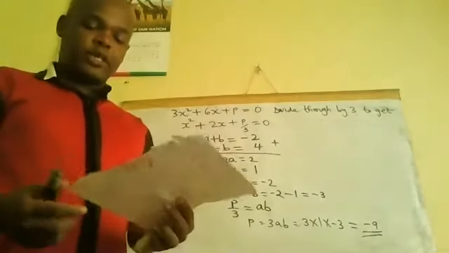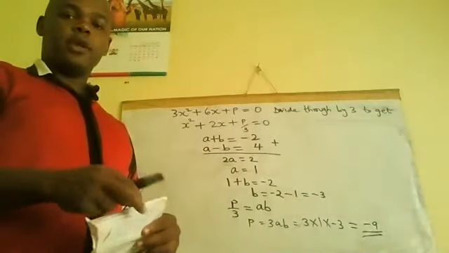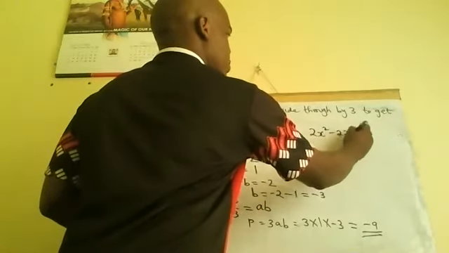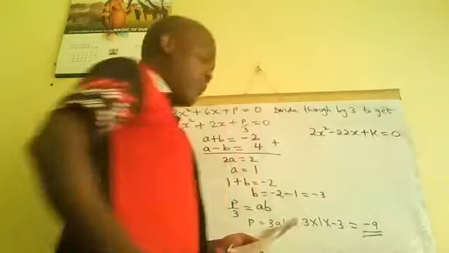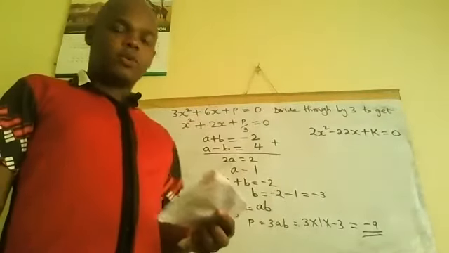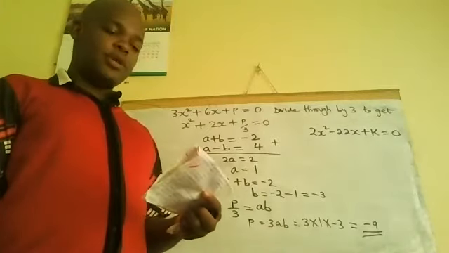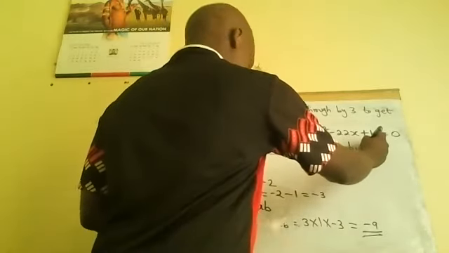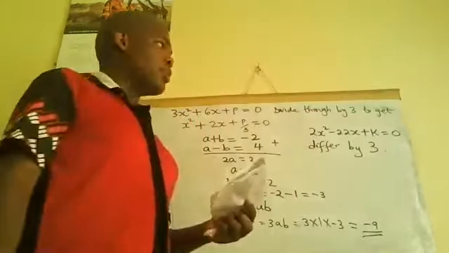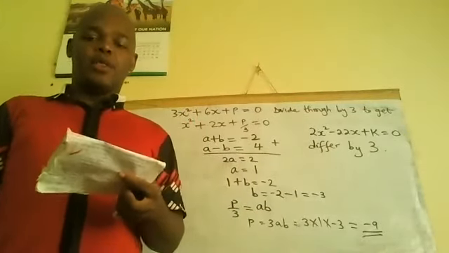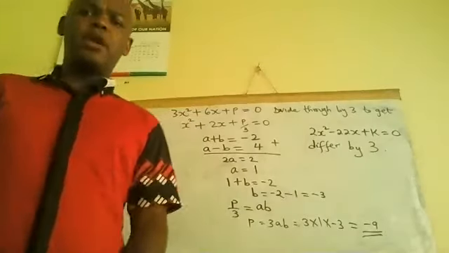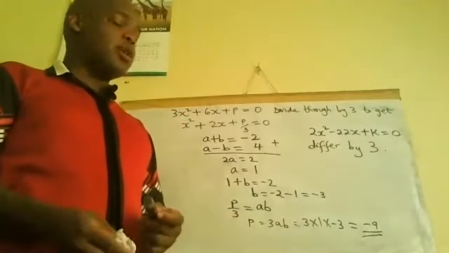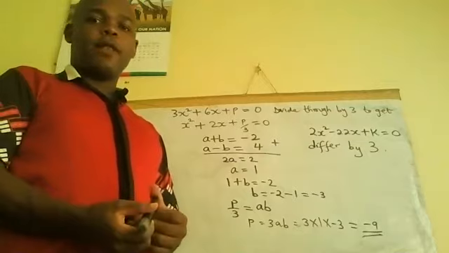So write this. The roots of the quadratic equation 2x squared minus 22x plus k is equal to 0 differ by 3. Find the numerical value of k.